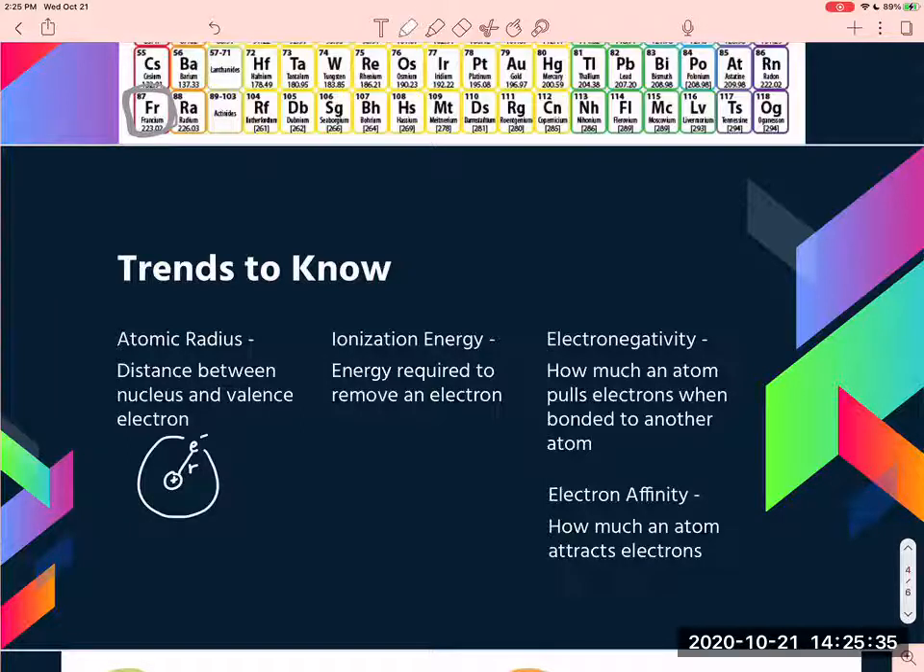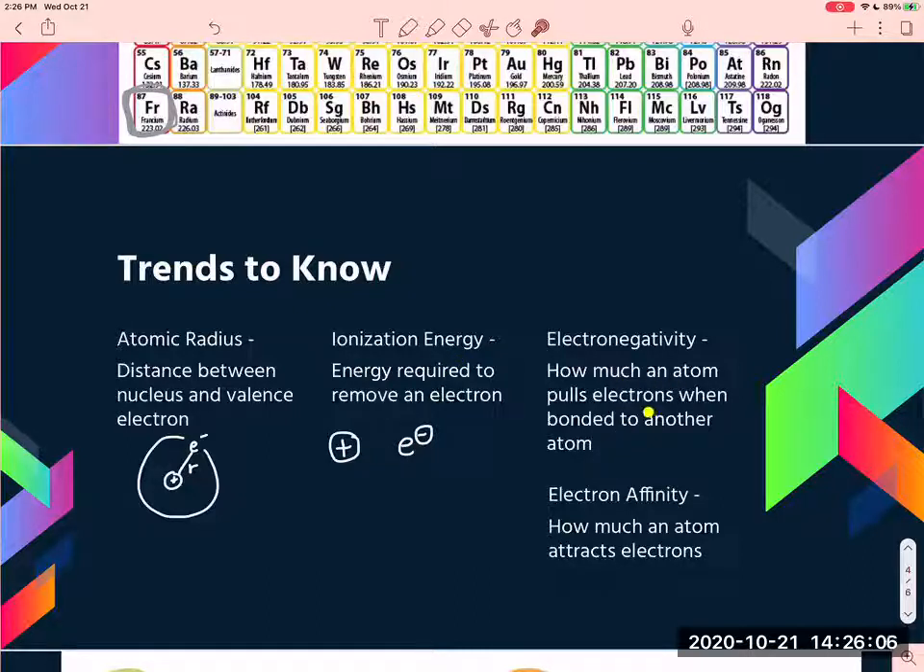Your ionization energy is the energy required to remove an electron. So you want to take an electron from an atom. How much energy do you have to put in to remove an electron? Things cannot just lose electrons, because you have a positive nucleus and a negative electron. There's an attraction here. So how much energy is required to pull this electron away from the nucleus is what ionization energy is.